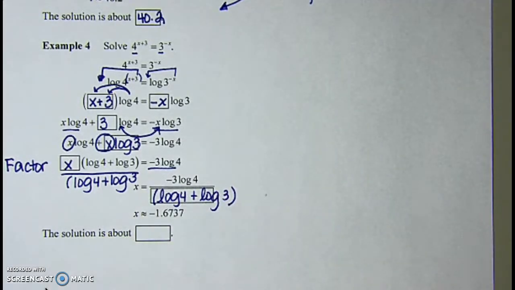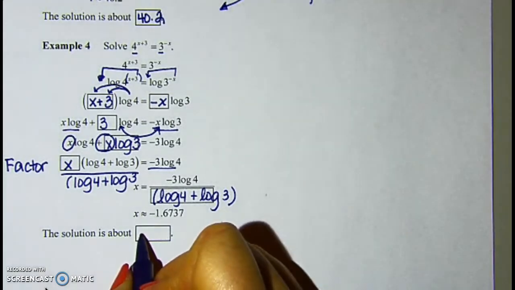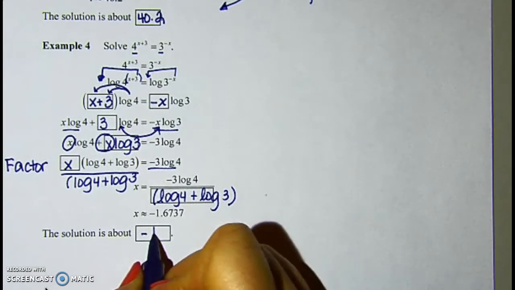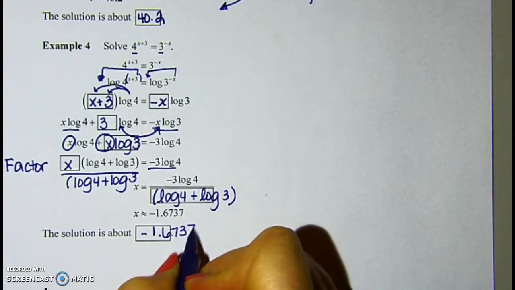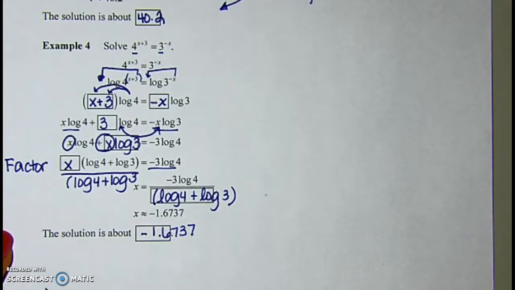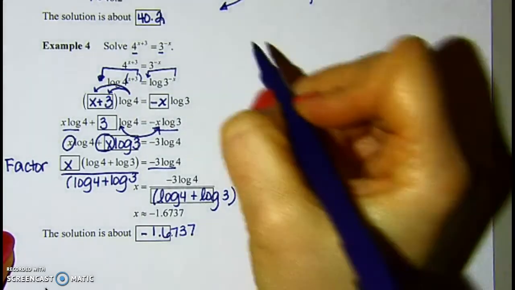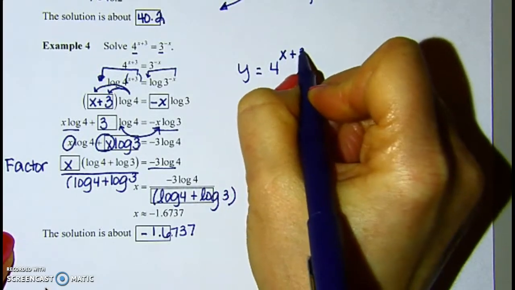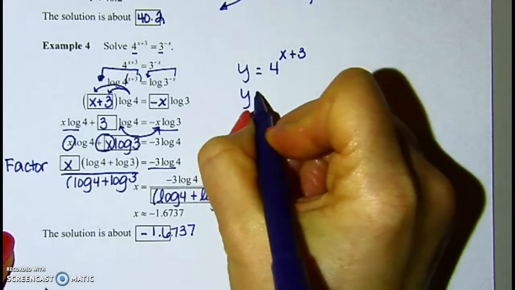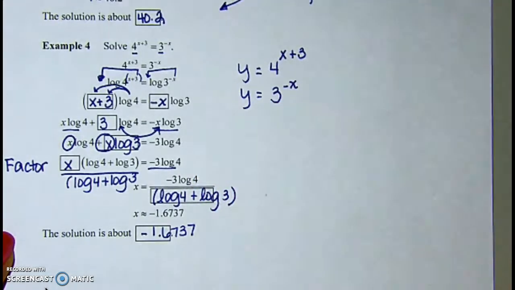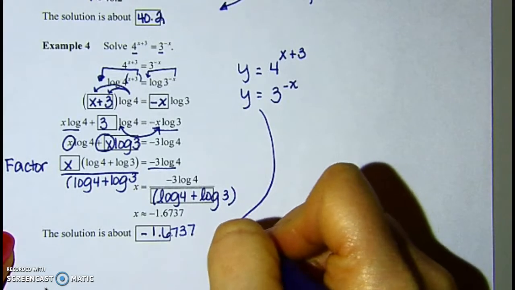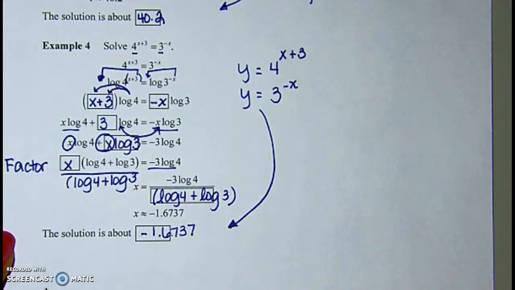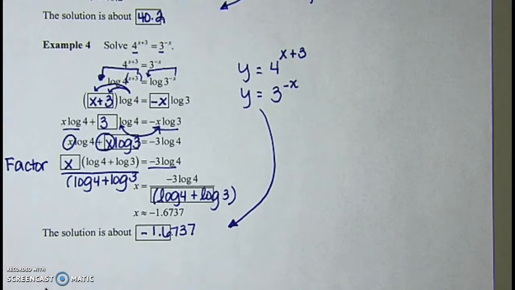Plugging that into our calculator to give us a decimal version, we see that our solution is about negative 1.6737. We also could decide graphically where they intersect using decimals. So I would set y equal to the left-hand side, 4 to the power of x plus 3, and y equal to 3 to the power of negative x, and I would see their point of intersection would be here. So a great way that we can use our graphing calculator to verify that what we found algebraically is true.